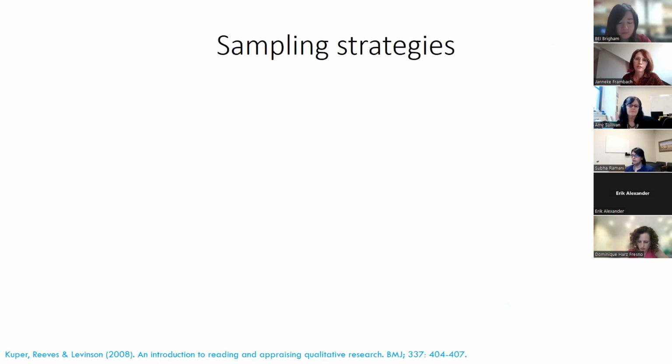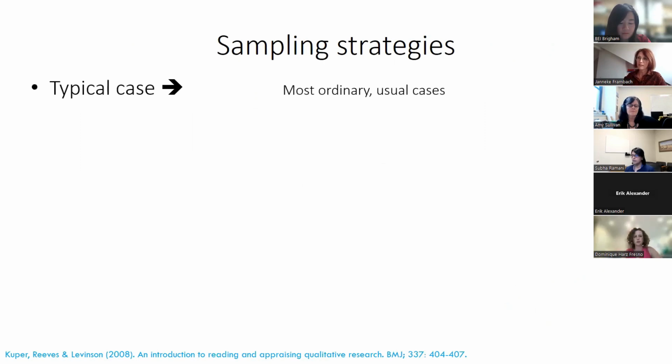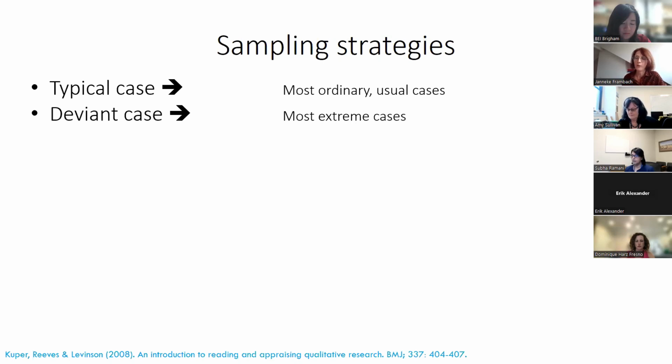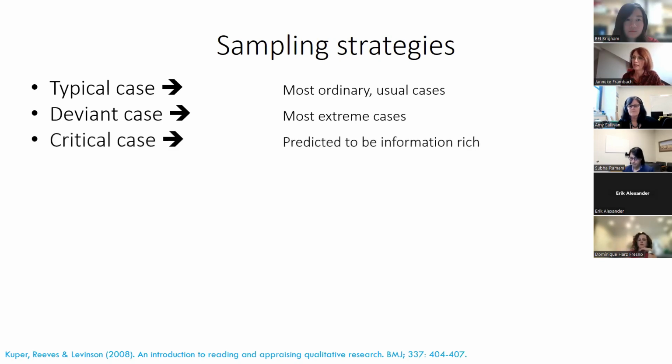And here are just some sampling strategies listed. It's not an exhaustive list, but just to give you a sense of how you could apply purposeful sampling. For example, you would do typical case sampling, meaning you would just sample the most ordinary, usual cases, as opposed to deviant case sampling, where you would go for the most extreme cases because they maybe tell you something very important. You have a hunch about that. It's important then to be transparent that you chose deviant case sampling, meaning it is definitely not representative for your population as a whole.